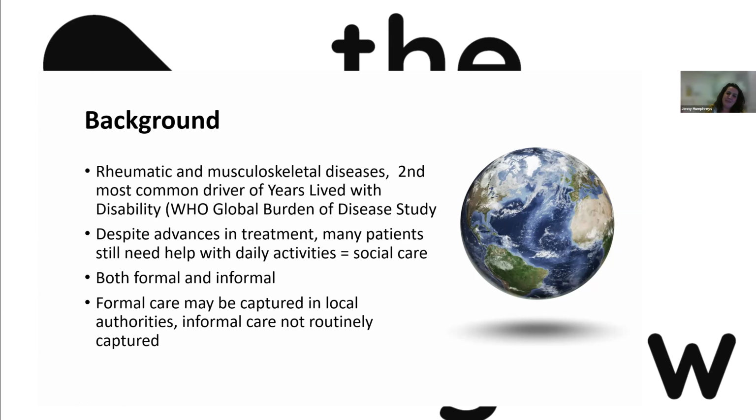So, for a bit of background, rheumatic and musculoskeletal diseases are the second most common driver of years lived with disability globally, according to the WHO GBD study. And despite advances in treatment in some of these diseases, many patients still need help with their activities of daily living. And that's what social care is. And it can be both formal and informal. Formal is provided by governmental organisations and paid care, and informal by friends and family.